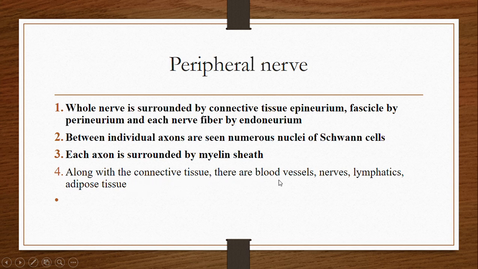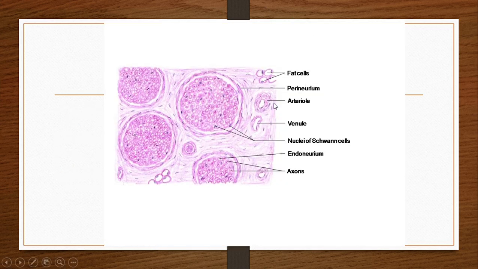There are blood vessels, nerves and lymphatics along with the adipose tissue. Adipose tissue means the fat tissue. So in the connective tissue which is covering the peripheral nerve, there are small blood vessels which are supplying it, and nerves also can be seen to supply the walls, and lymphatics can be seen, and adipose tissue also can be seen in this connective tissue. So this is the diagram, this is how we have to draw it.